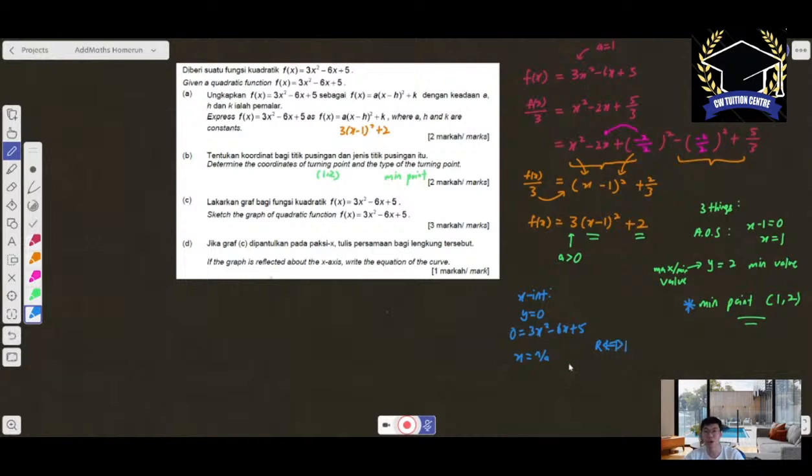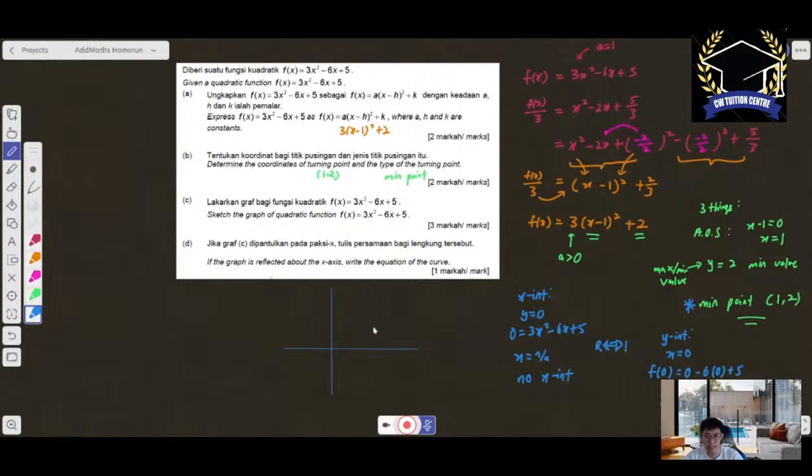So it means that there is no x value. There is no x-intercept. Then we check the y-intercept. For the y-intercept, x equals 0. We put inside f(0). It means that 0 minus 6 times 0 plus 5. So y is equal to 5. So when I do this, I sketch the graph directly.